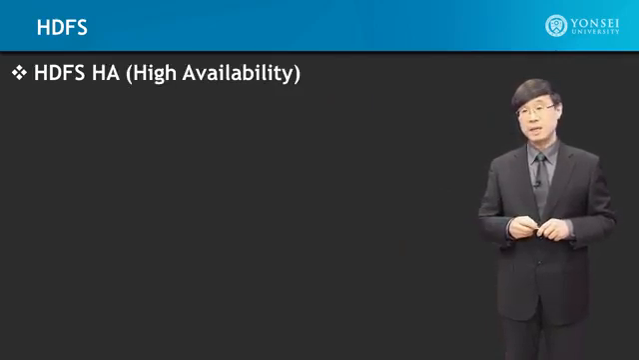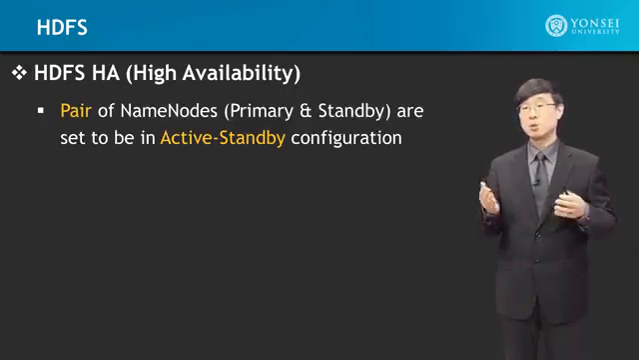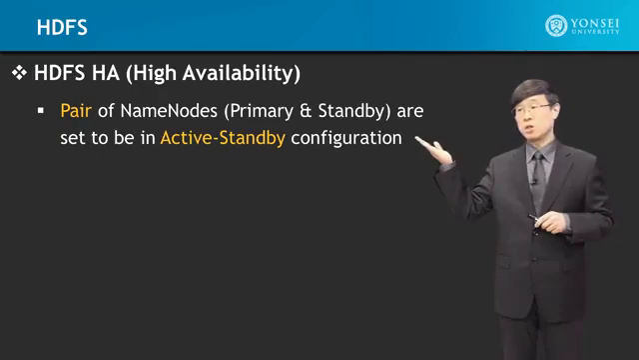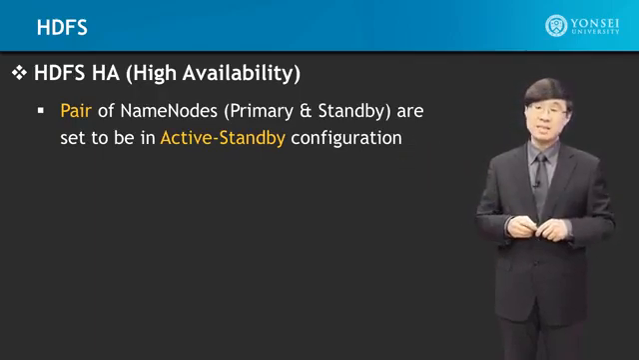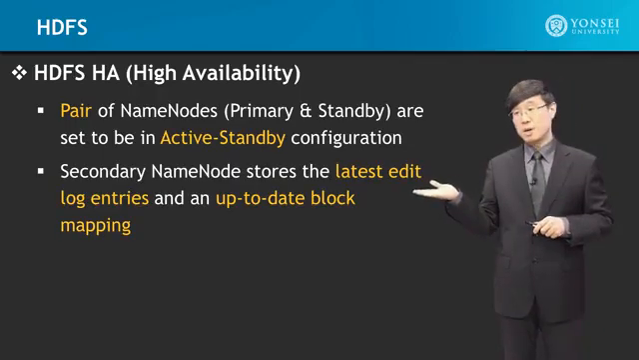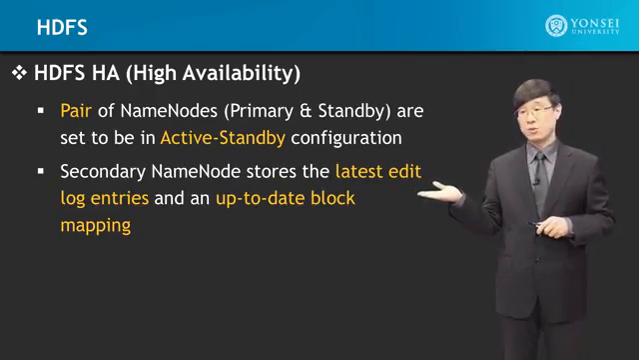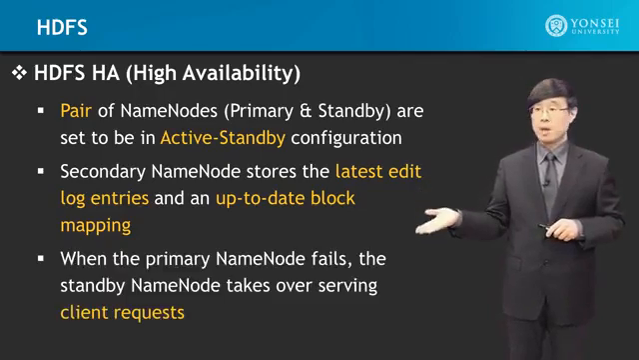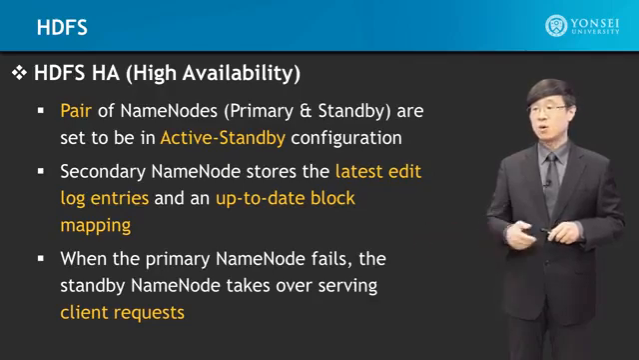High availability makes the system much more robust and reliable using a pair of name nodes, which are the primary and standby, set in an active and standby configuration. The standby name node stores the latest edit log entries and an up-to-date block mapping. When the primary name node fails, the standby name node takes over serving the client requests.